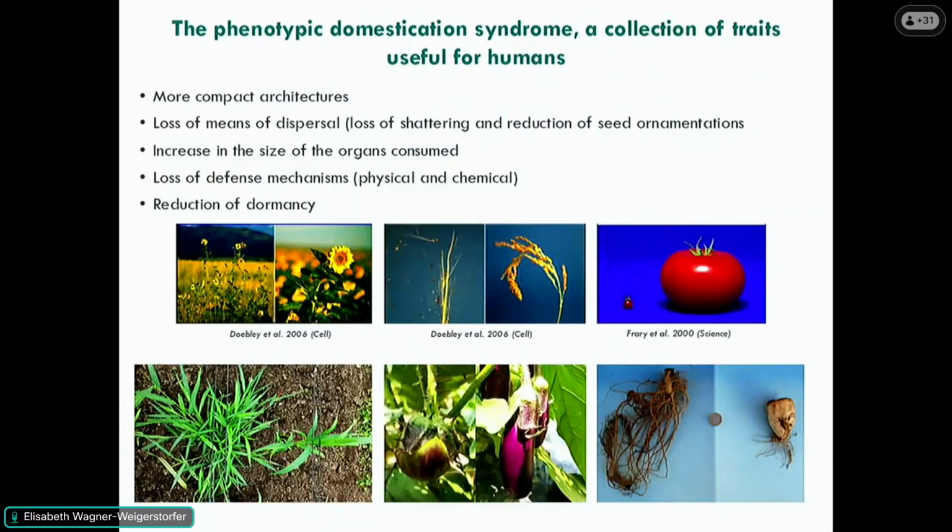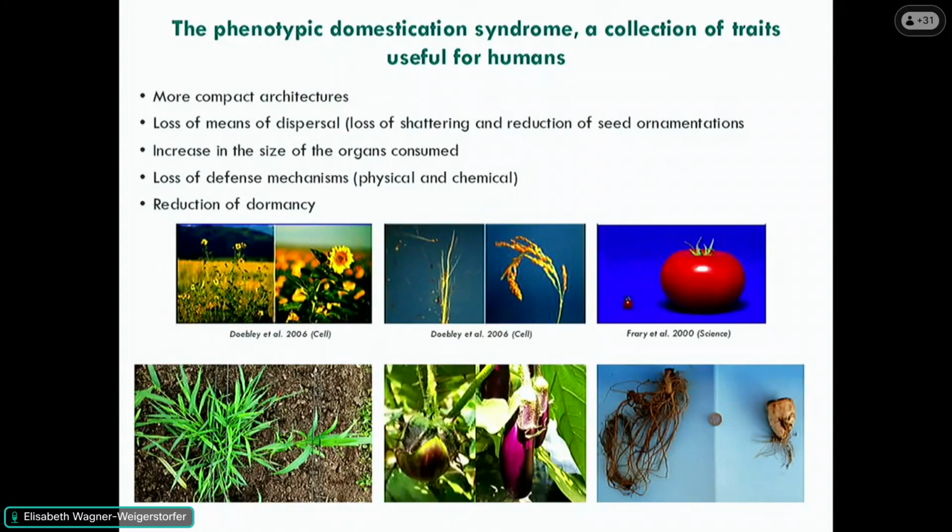I told you that during domestication, plants acquired a number of traits that are profitable for human needs. And these traits are collectively referred to as the domestication syndrome. This syndrome includes more compact architecture. This is illustrated here in sunflower, where you have the domestic form that has only a single stem, while you have multiple stems in the wild sunflowers. And here in foxtail millet it is the same story, right? The domestic form on the right compared to the wild form on the left.